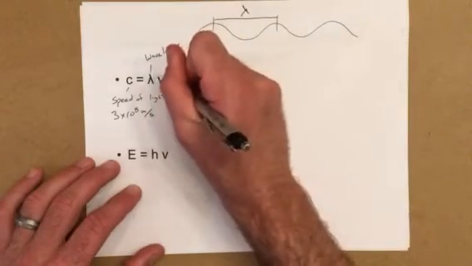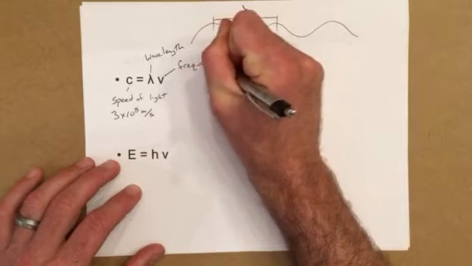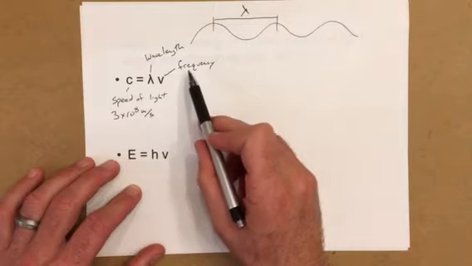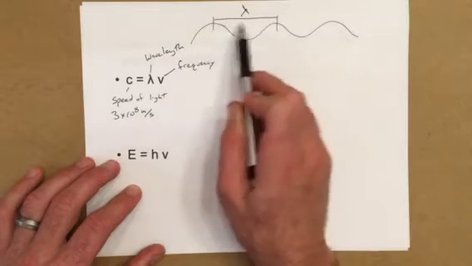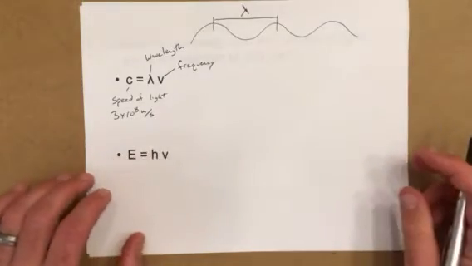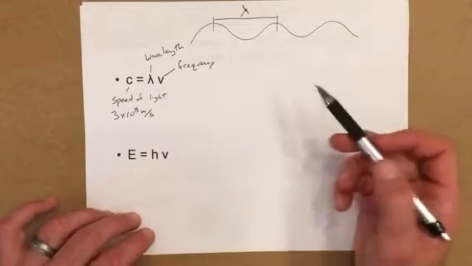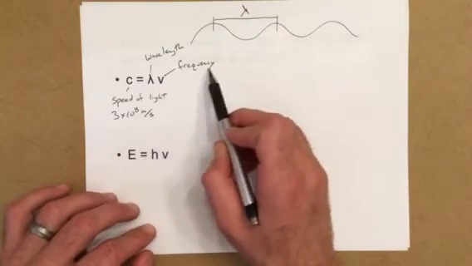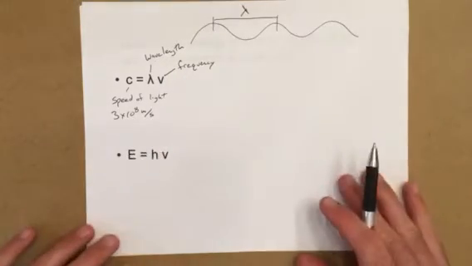And then nu is frequency. Frequency is how many waves come by per second. If you're looking at one place and you were just counting how many waves came by, that would be the frequency. So wavelength and frequency are inversely proportional. If a wave is really large, then it's not going to come by as frequently. And if it's a really short wave, then it has a high frequency.